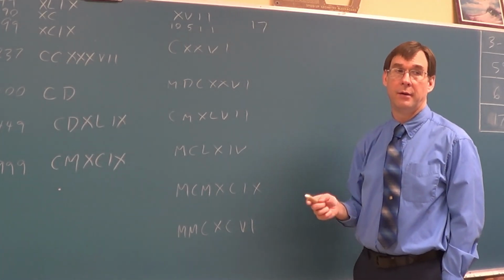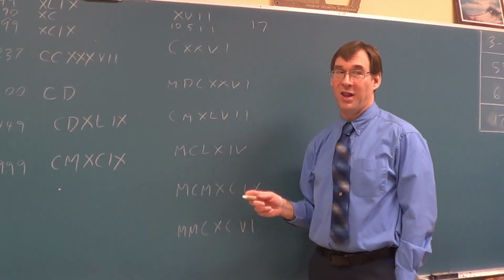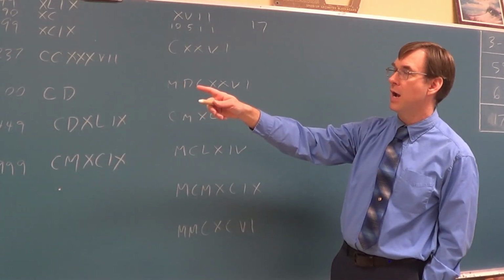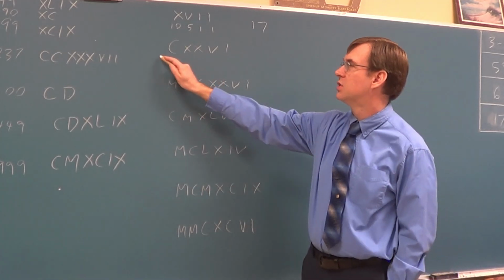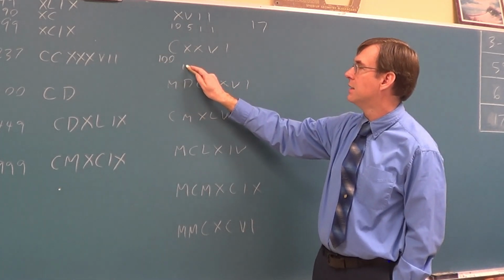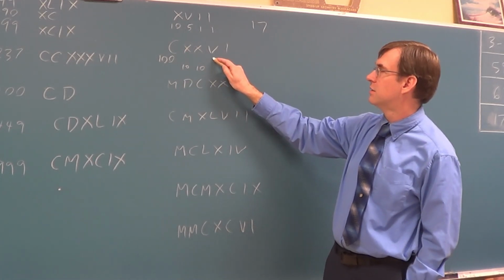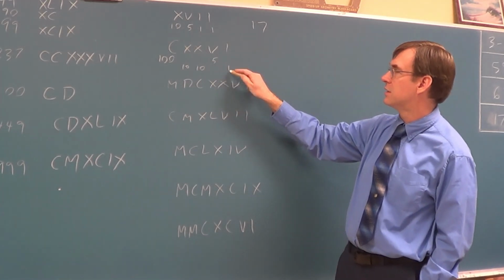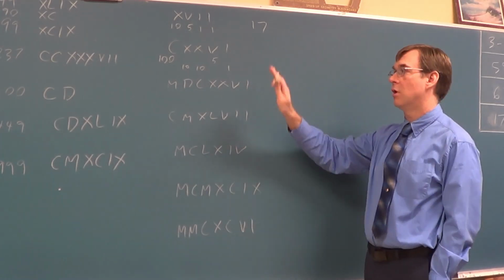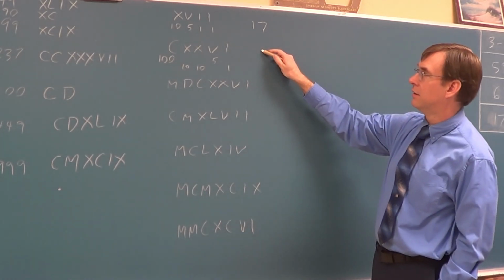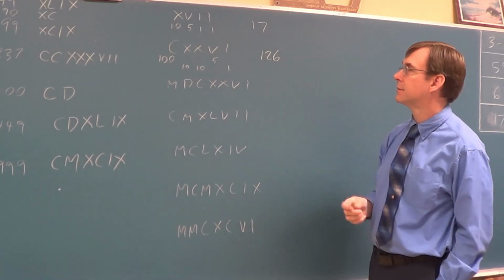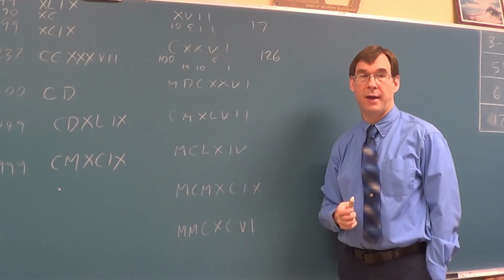The key is knowing what letter is what, too. That's why I said make sure you take a picture or get that in your brain or write it down. C's are hundreds, X's are tens, V is 5, I is 1. Did I ever go little then big? Nope. So again, I just have to add. 126. How about that?